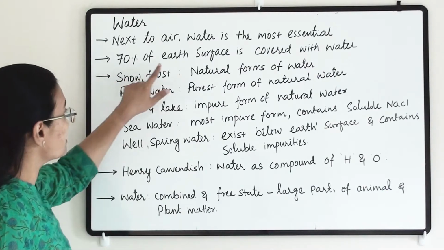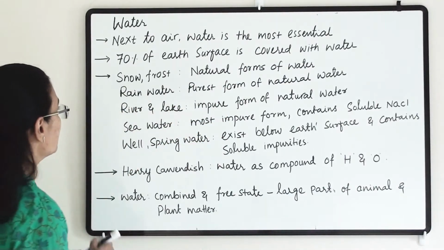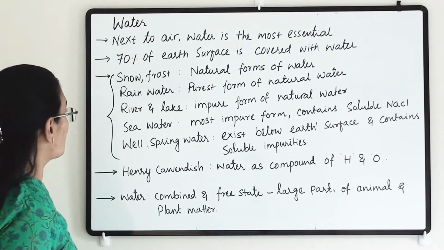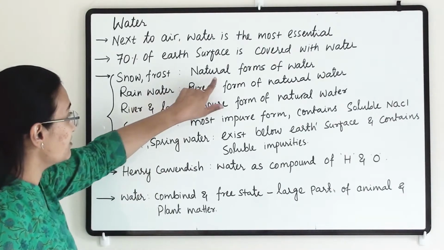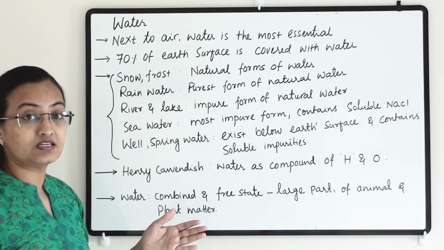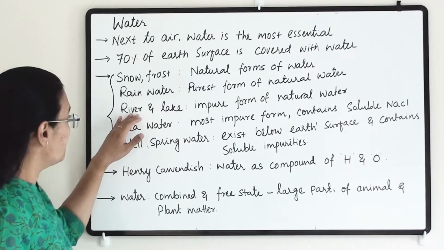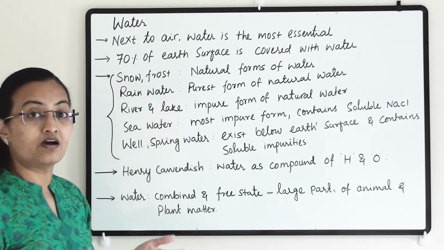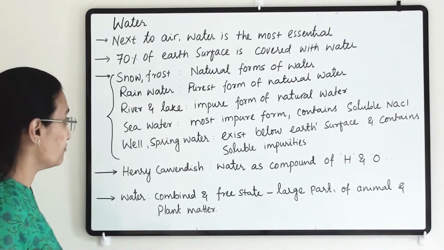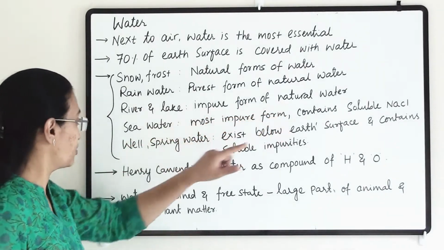About 70% of Earth's surface is covered with water. These are the sources of the water which we are using. Snow and frost are natural forms of water. Rainwater is considered the purest form of natural water. River and lake are reservoirs of water. We take drinking water from them, but they are an impure form of natural water.